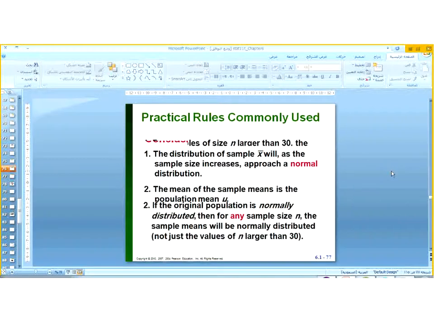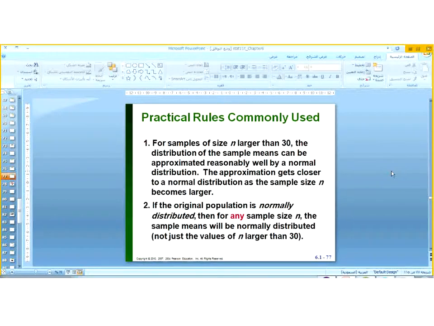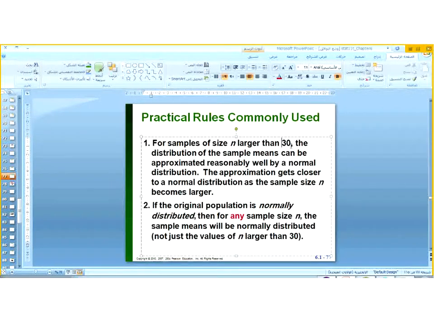Clear? Statistical rules commonly used: for a sample of size n larger than, say, large, they say 30 is enough. The distribution of the sample mean can be reasonably approximated by a normal distribution. The approximation gets closer to a normal distribution as the sample size n becomes larger. So if the size is 30, I say we are normal, and the larger the sample size gets, the closer it gets to the normal. Okay? Less than 29 isn't enough to say it's normally distributed.